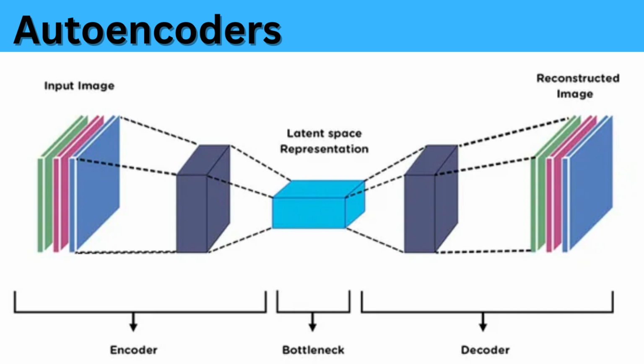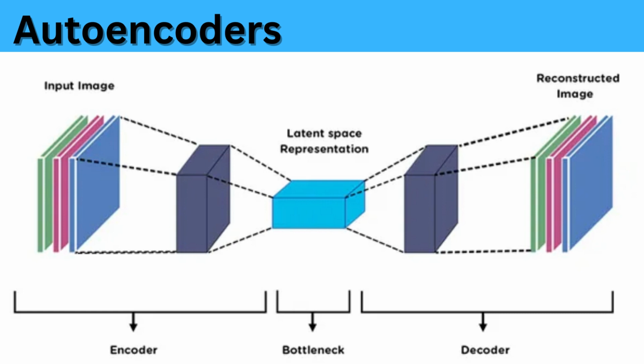Autoencoders are often used for dimensionality reduction, where the encoder network is trained to extract the most important features of the input data, and the decoder network is used to reconstruct the original data from this compressed representation. This can be useful for tasks like image compression, where the compressed representation takes up less storage space than the original image.